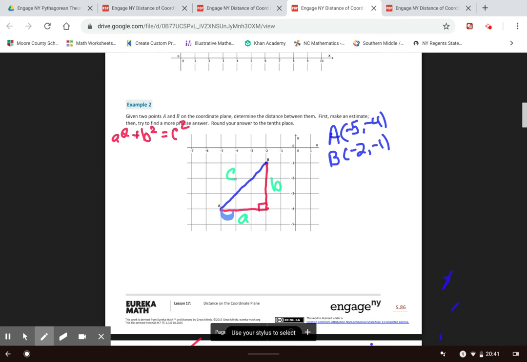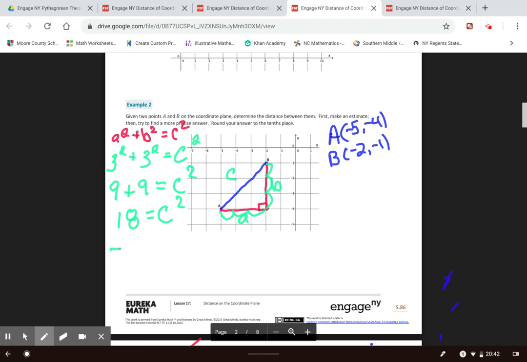So A is 1, 2, 3. That's going to give me 3 squared. And then B is 1, 2, 3 as well, so that's going to be 3 squared again. And all that's going to equal c squared. So 3 squared means 3 times 3, so that's 9 plus 9, and all that's going to equal c squared. So 9 plus 9 is 18, which equals c squared.